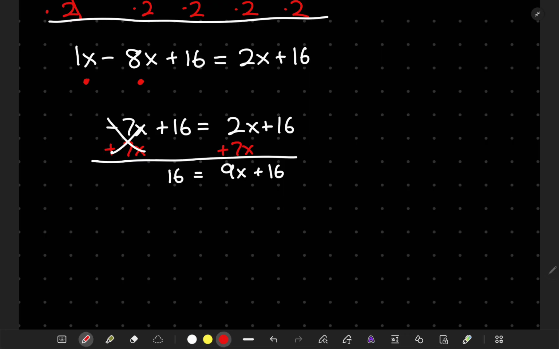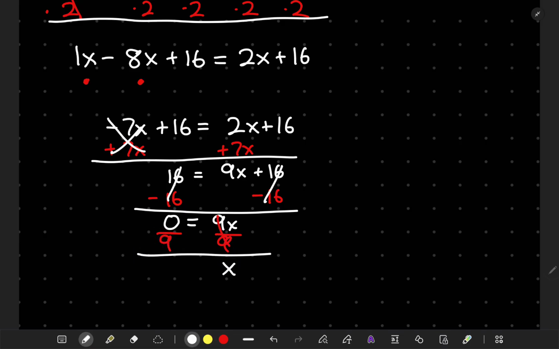I want to get rid of the 16. I'm getting rid of this one because it's with the x. So I'm going to subtract 16 from both sides, leaving me with 16 minus 16. Wait a minute, that's 0. That equals 9x. Okay, but I have to get rid of the 9, so I divide both sides by 9. Well, if I divide both sides by 9, that gives me 0 divided by 9, which, hey, guess what? This whole answer was 0.